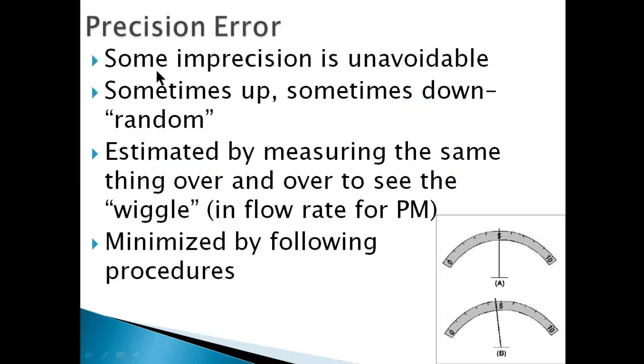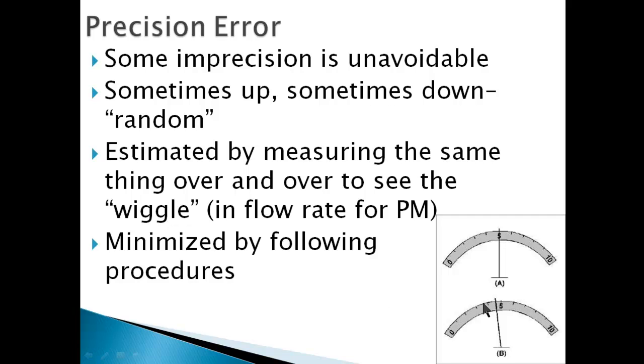So again, precision. Just looking at precision error, you can never totally eliminate precision error. And the definition of precision error is it's wiggle. It's sometimes up, it's sometimes down. It's often called the random component of error, as opposed to bias, which is the systematic component of error, where it's systematically high or systematically low. Precision is the random component. And it's estimated by measuring what you want to be the same thing over and over again to see the wiggle.